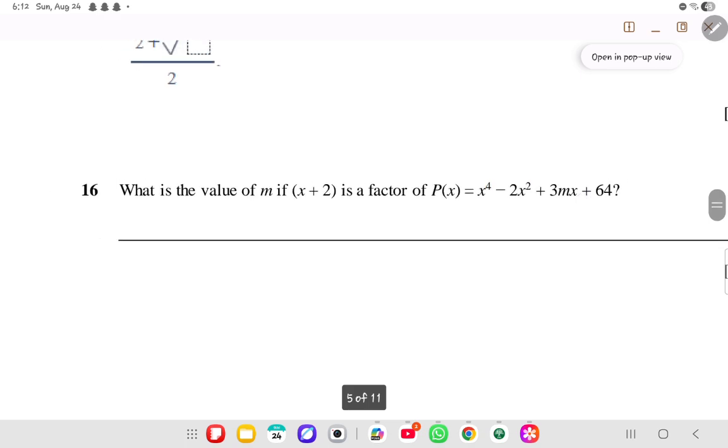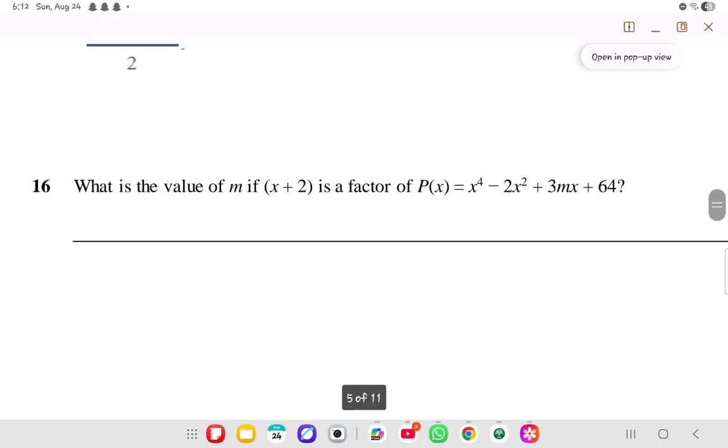Now we'll move on to question number 16. They want us to find the value of m if this is a factor. Now, first thing you need to do is the division method for this in order to find the value of m. But before, you need to make this equal to 0. So x plus 2 is equal to 0. X is equal to minus 2.